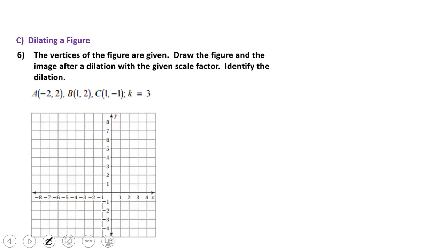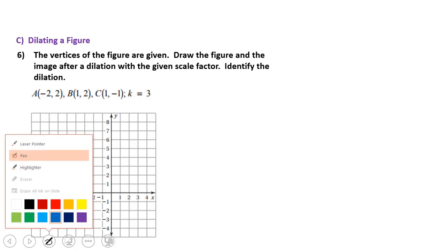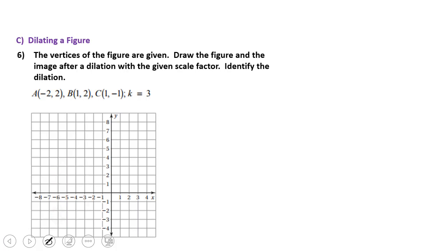Here in example 6, it says, dilating the figure, we're actually going to do it. It says the vertices of the figure are given. Draw the figure and the image after a dilation with a given scale factor. Identify the dilation. So if you want to actually put the figure in with me, I'm okay with that. However, when we're done putting it in, you want to put your stuff down and watch. So our original figure, first of all, wait, what does it say? It says identify the dilation. Well, I'm going to do that first.